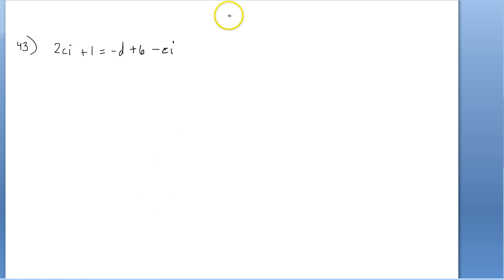So remember, we want to get each side in the form of the real portion plus or minus the imaginary portion. The left side is not in that form, so we're just going to reorder it. So 1 is the real portion, so that's going to be 1, and then plus 2ci. So now we have it in the proper form. We have real plus imaginary. And the right side is already in that form.